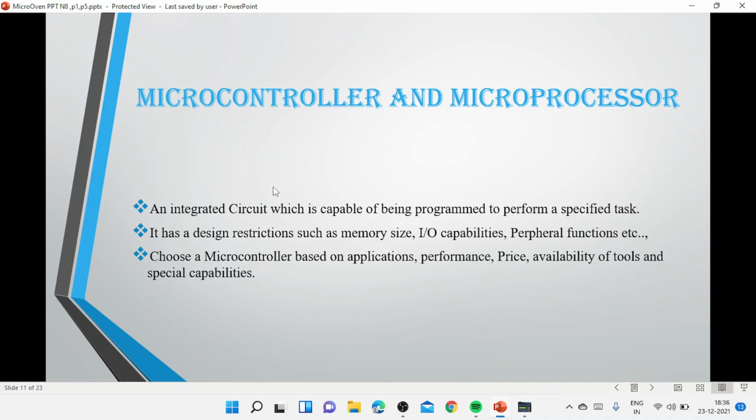And coming to the main peripheral of the project, the microcontroller and microprocessor. An integrated circuit, means IC, which is capable of being programmed to perform a specific task, is called a microcontroller. It has design restrictions such as memory size, input-output capabilities, peripheral functions, etc. Choose a microcontroller based on applications, performance, price, and availability of tools and special capabilities. Means we have to choose a microcontroller in such a way that it is suitable for our project.